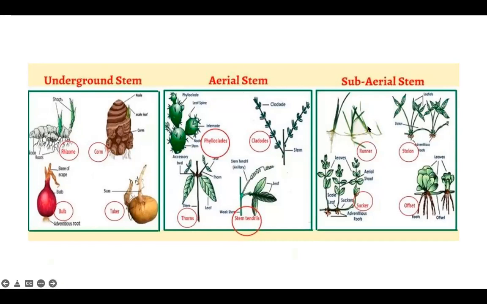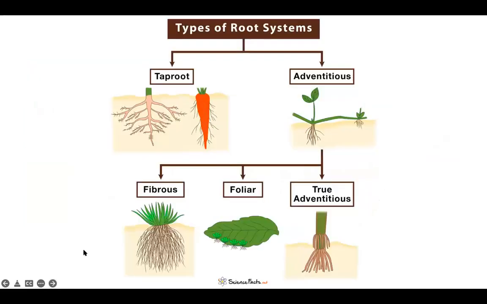Subaerial. So runners like gotu kola, and then stolon, right? Suckers. You learn about suckers and paddy and all. So they are having a subaerial system. So those are the stem categorization. And roots. The next we learn about roots.